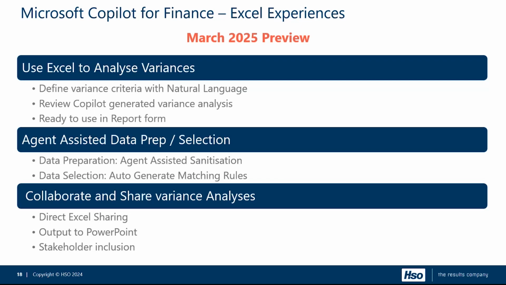So the agent, the Copilot agent that is, will help you by preparing the data. So it will help you remove outliers, clean the data, make sure it's sanitized and ready to run. And it will also help you auto-generate matching rules to say, what variances where they're matching up. And then the collaboration. So you can share, of course, direct with Excel. You can output to PowerPoint slides, and it helps include stakeholders, keep them aware, up to date with the variances which you've analyzed. Much, much easier in Excel.